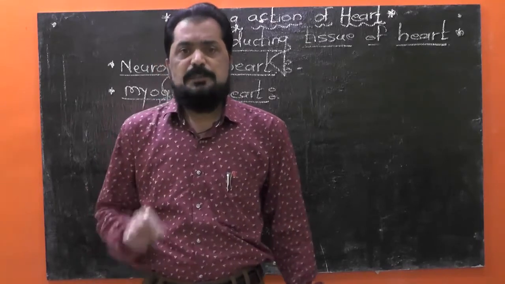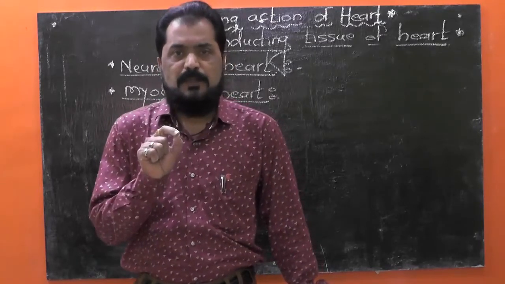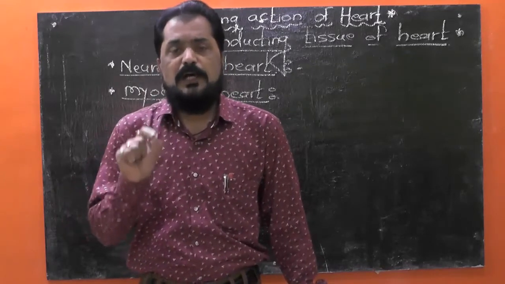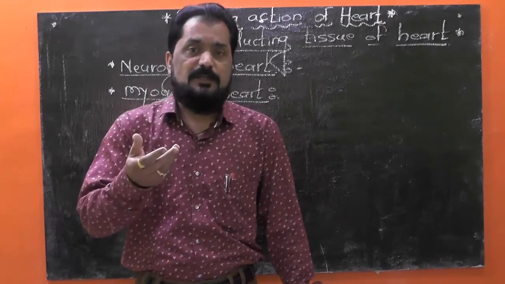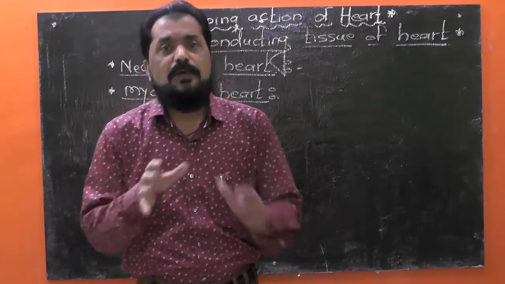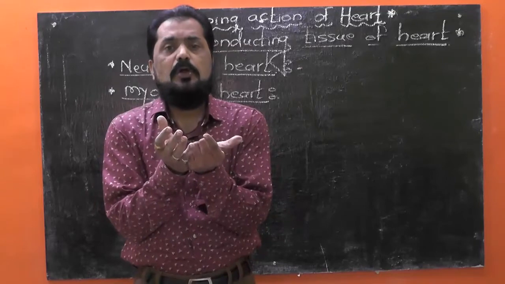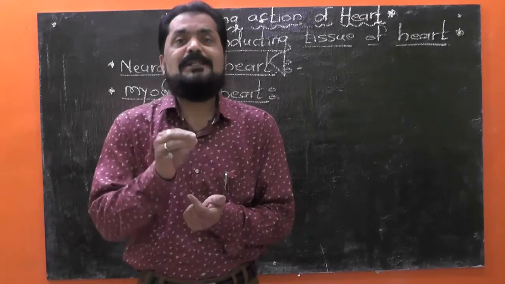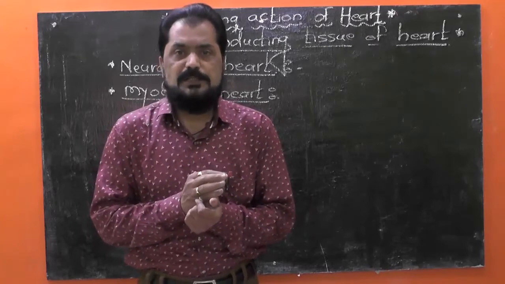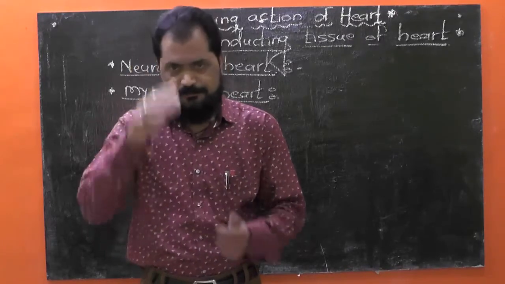Now that specialized patch and tracts of cardiac muscles which are responsible for the generation and conduction of an electric impulse all over the heart is together known as nodal tissue or may be known as the Purkinje system.